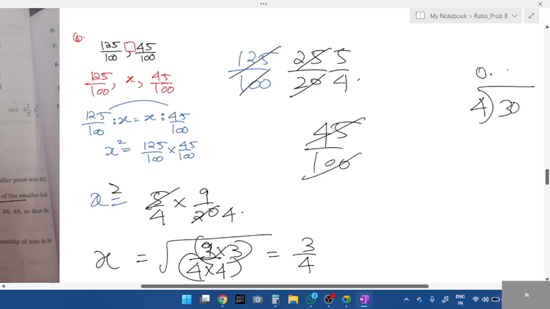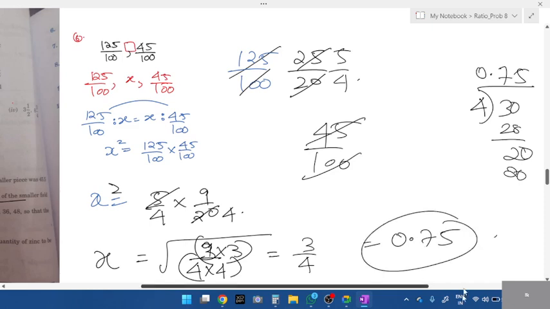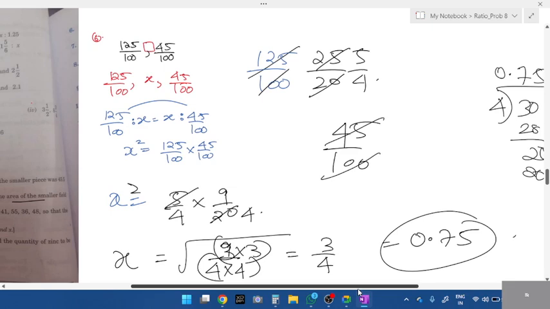0. 4 sevens are 28. Remainder 2. Add another 0. 4 fives are 20. What's the answer? 0.75. How can it be 75? 0.75, right? There might be some mistake. Printing mistake. It is now. Can it be just 75?